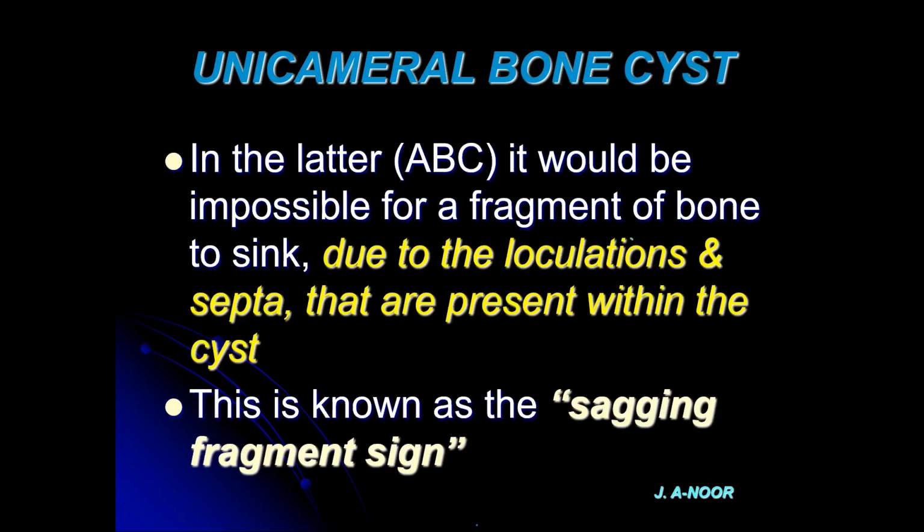In the aneurysmal bone cyst, it would be impossible for a fragment of bone to sink due to loculations. What I mean by loculations is multiple cyst-like cavities separated by septa that are present within the cyst. This is known as the sagging fragment sign.